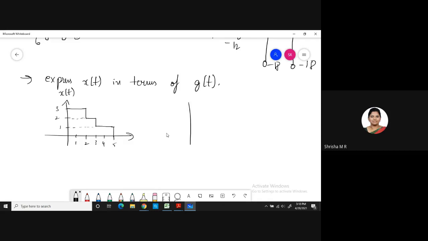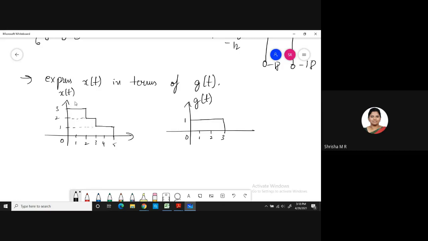Next, I will show what is g of t. G of t is a step signal from 0 to 3 with an amplitude 1. What they are asking is that you have to express x of t in terms of g of t. The x of t is extending from 0 to 5, correct? And this is from 0 to 3.